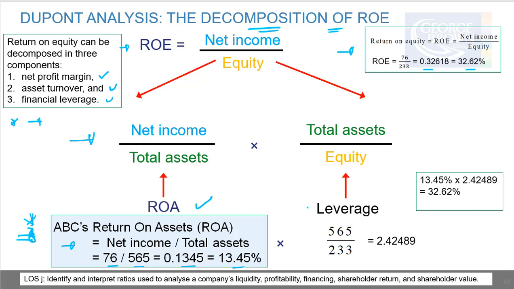If I multiply the ROA times leverage, this is something new, which is total assets over equity. Total assets was 565 and equity is 233.